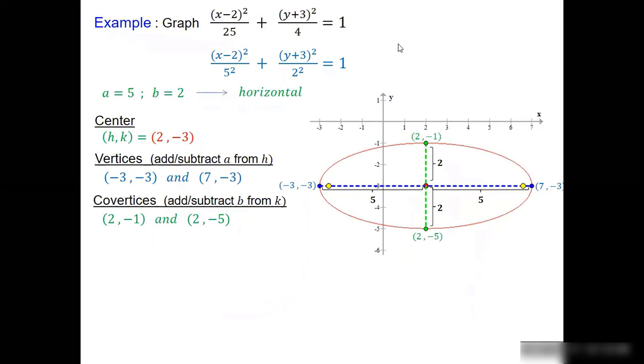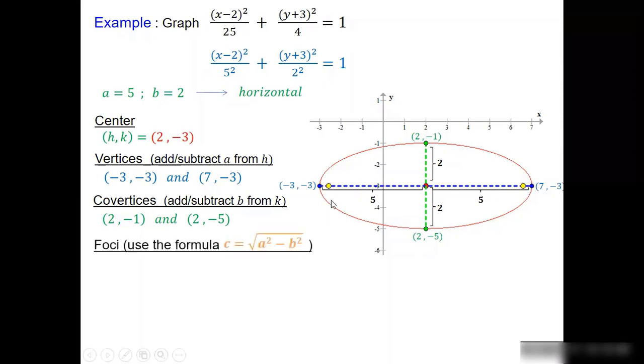So let's take a look at an example, rather the exact same example that we did on the previous slide, where we recognize that this has a right shift of 2, and it shifts down 3, so that's why the center was at (2, -3). We also recognize that I had to spread 5 units in the x direction and 2 units in the y direction, which is how I ended up getting my graph. But now we can find the foci. These yellow foci can be found by simply using the formula C equals the square root of a squared minus b squared, as we derived earlier.